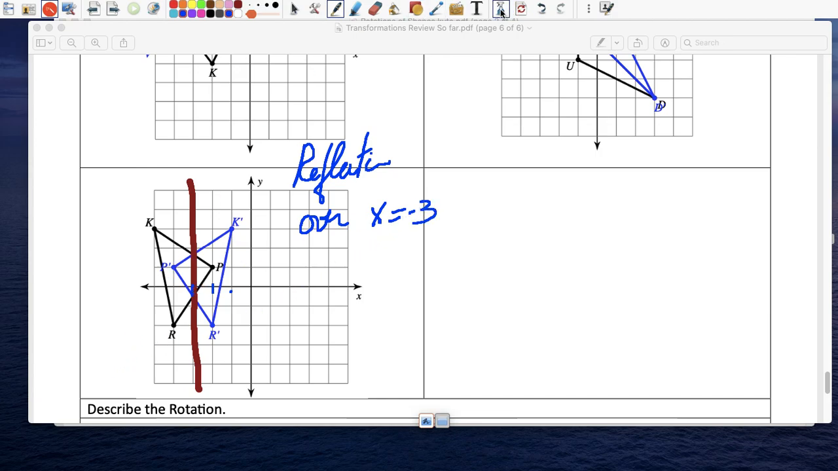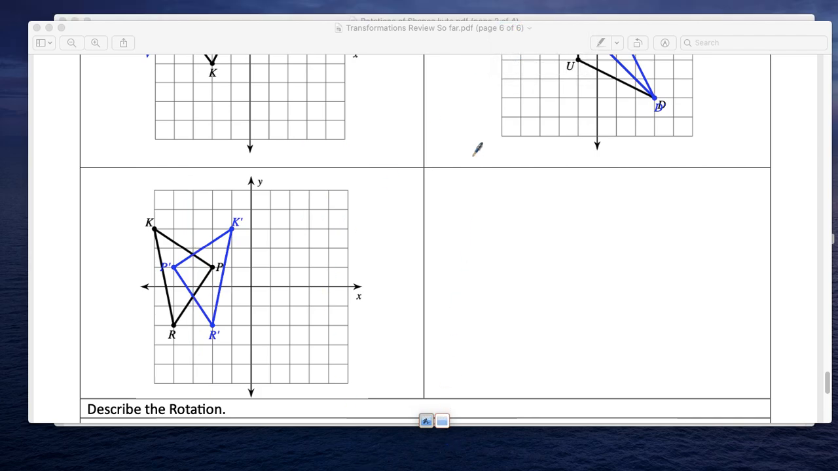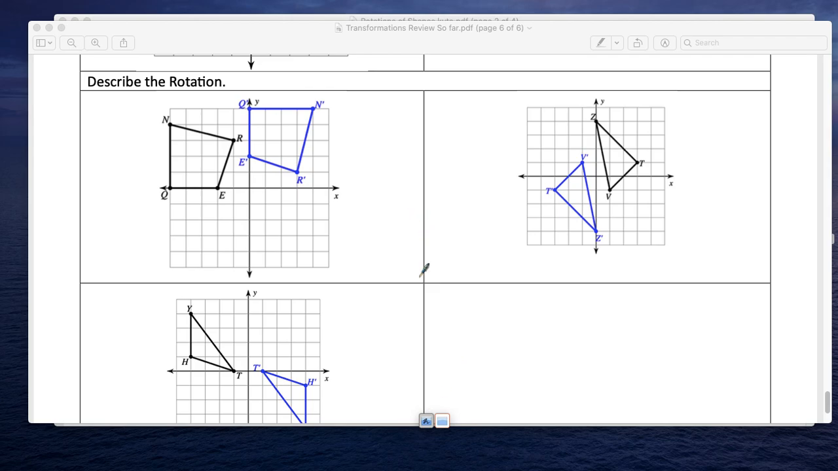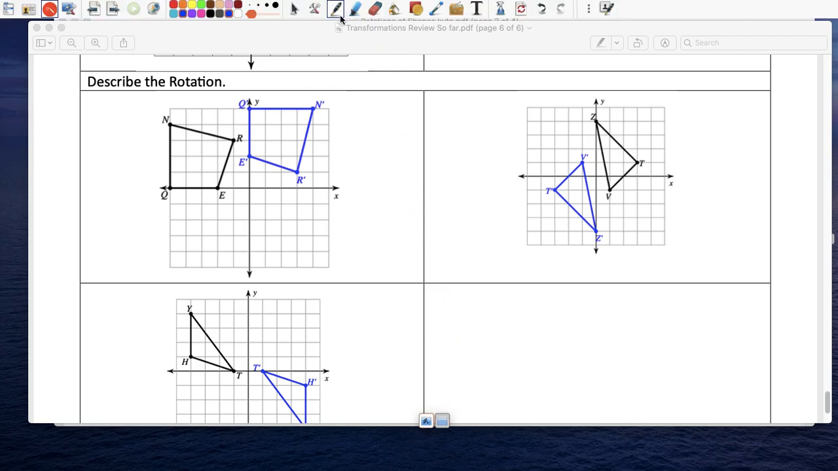Notice that everything is equally distant from the line of reflection. This is a rotation. Again, pick 1 point, not on the axis. Pick R. We know that's the original one because this one says R prime. So R, which was in quadrant 2, became R prime, which is in quadrant 1. How much did it travel? 1 over. And what direction did it go? It went this way.